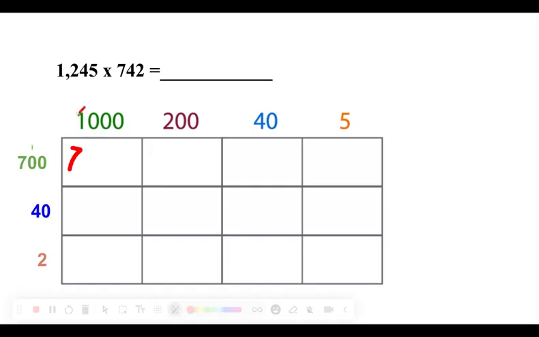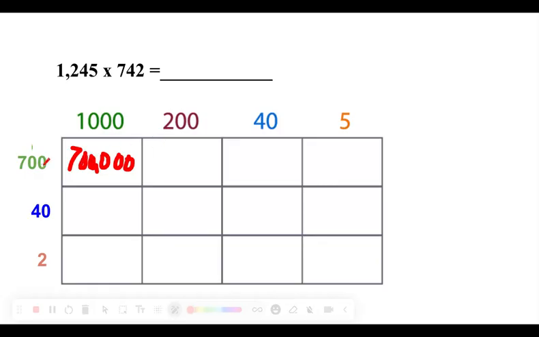And then you count all the zeros in the 1,000 and the zeros in the 700. In 1,000, there's 1, 2, 3 zeros. In the 700, there's 1, 2. So 3 plus 2 is 5. We need 5 zeros: 1, 2, 3, 4, 5. So 1,000 times 700 is 700,000.